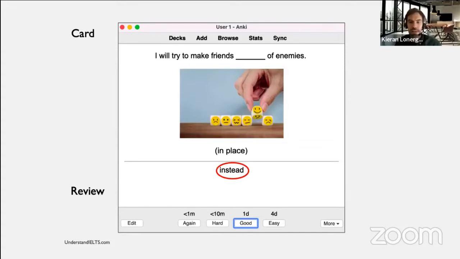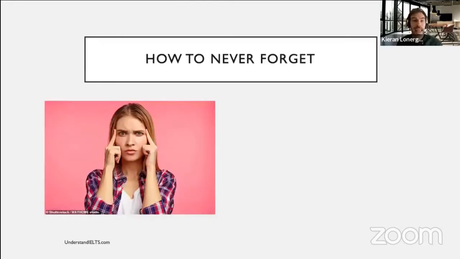Now, to understand how flashcards work, we need to know the science behind memory, and specifically how to never forget, which is obviously what we're aiming for. And if we were able to never forget, it would make learning languages very easy. So that is our aim. Now, there are many scientific studies about memory and forgetting, and they all generally say the same thing.